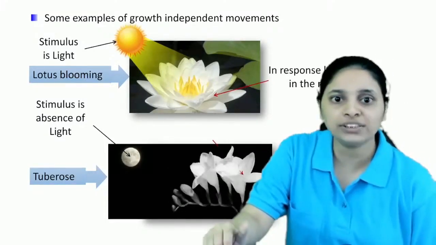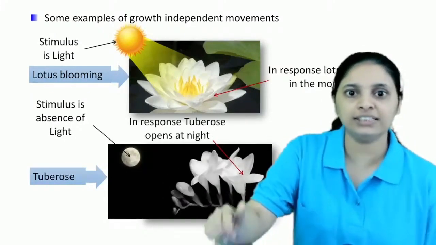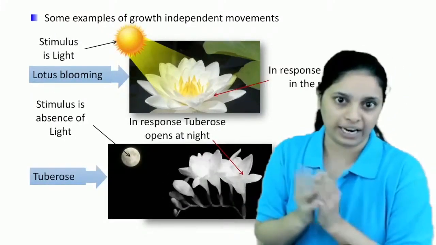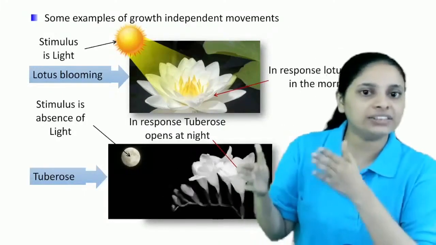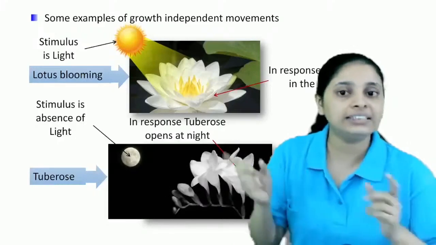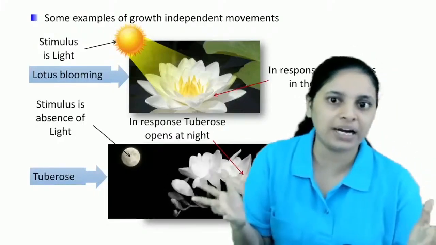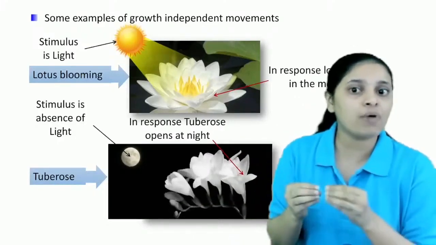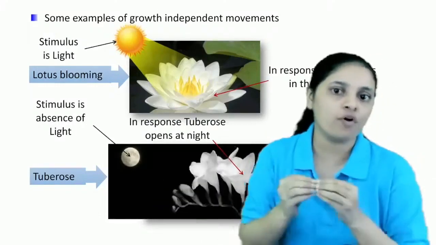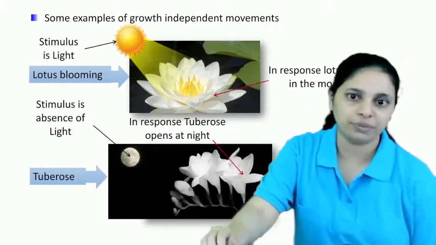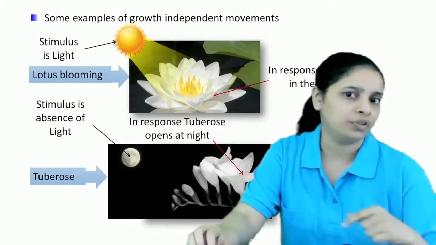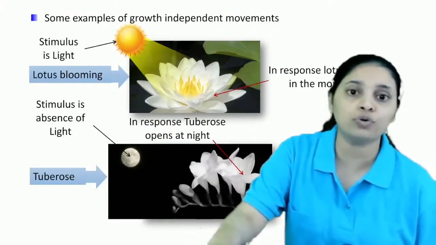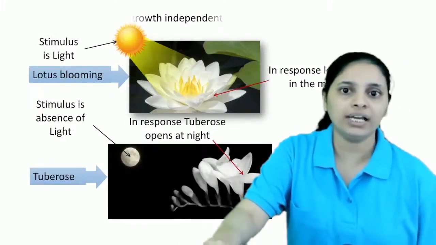So what is the response here? Here the response is opening of flower at night. So in some plants, light will act as stimulus for opening of flowers, and in some plants, these are night blooming plants, right? They basically require absence of light for opening of the flower buds, right everyone? So क्या यहाँ पे कोई growth involved है? Not necessarily, right? So this is also growth independent movement. Okay, let's see few more examples.